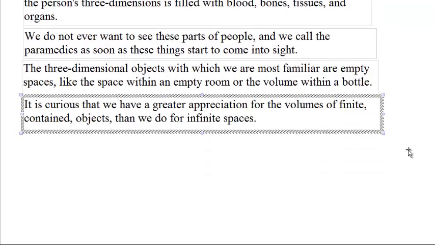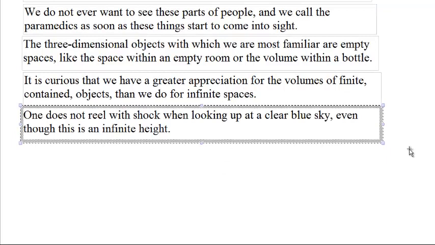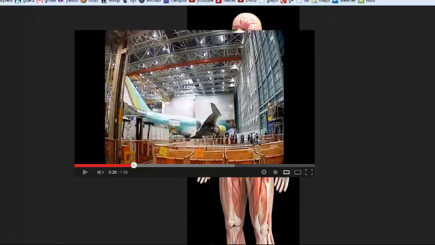It is curious that we have a greater appreciation for the volumes of finite contained objects than we do for infinite spaces. One does not reel with shock when looking up at a clear blue sky, even though you are looking to an infinite height. It goes up miles and miles and miles, boring. However, one does reel with shock upon entering the sort of hangar where jumbo jets are built. We can grasp the vastness of a contained space, a confined space, better than that of an infinite space.